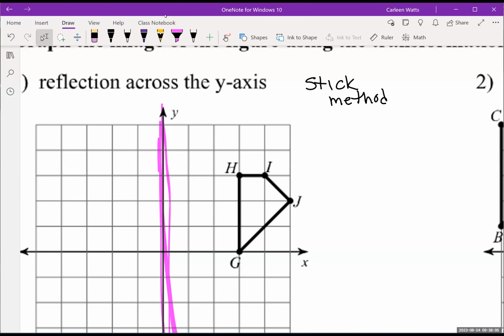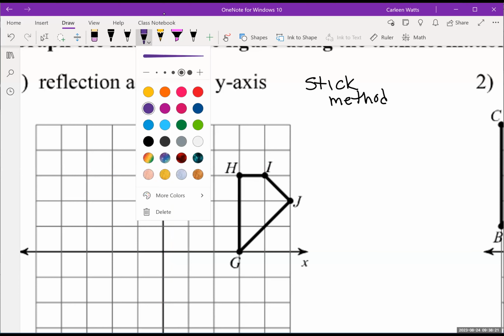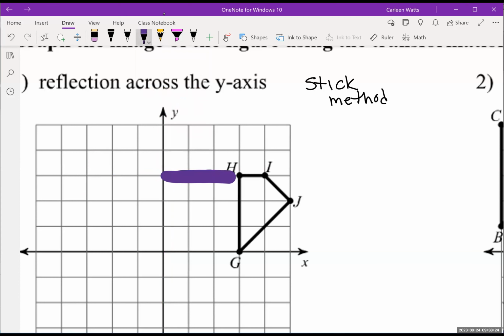So I highlighted the y-axis, and it's as if I am folding this across. So I'm going to make little sticks from the y-axis. From the y-axis to H is that stick, right? 3 units to the right. Now I'm going to fold the stick across the y-axis.